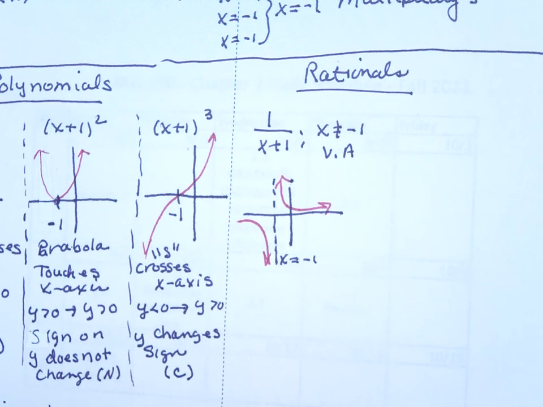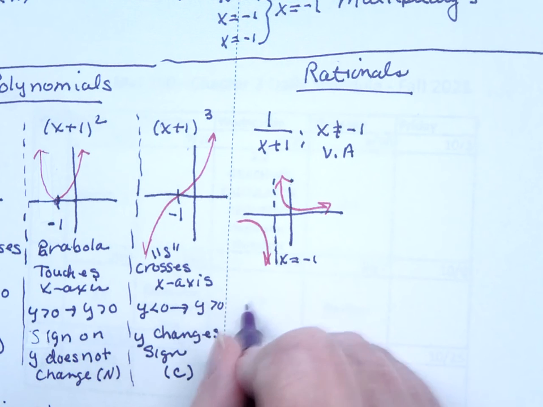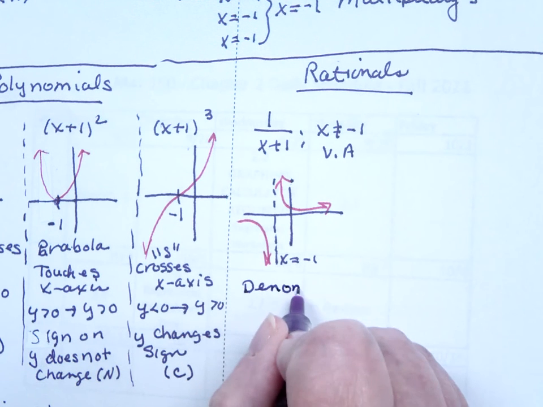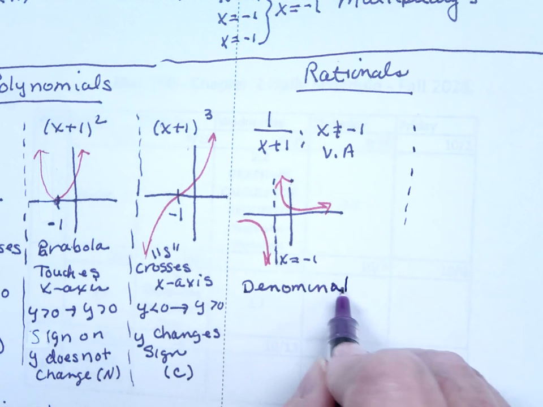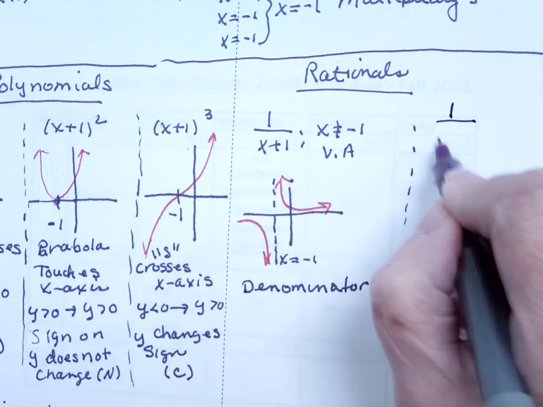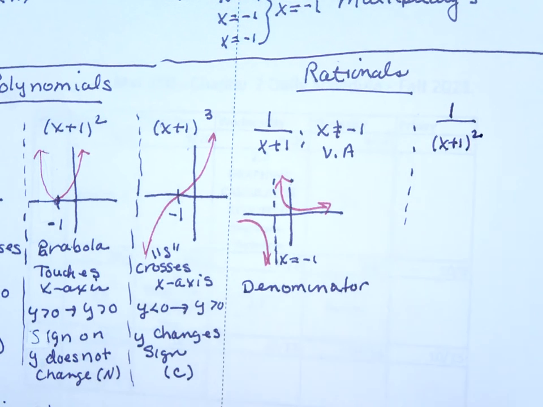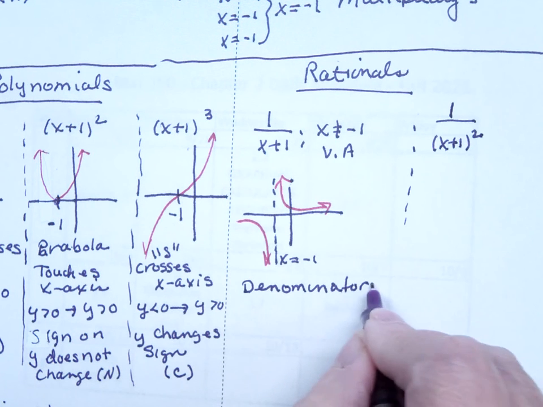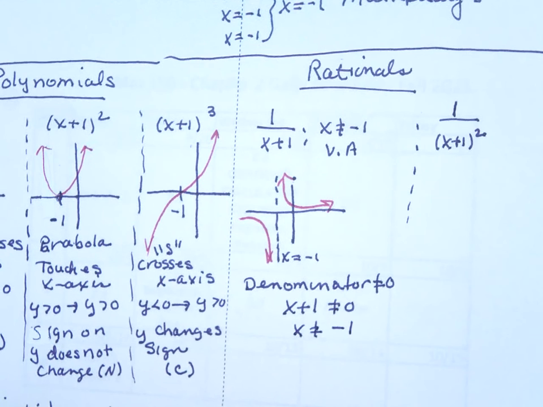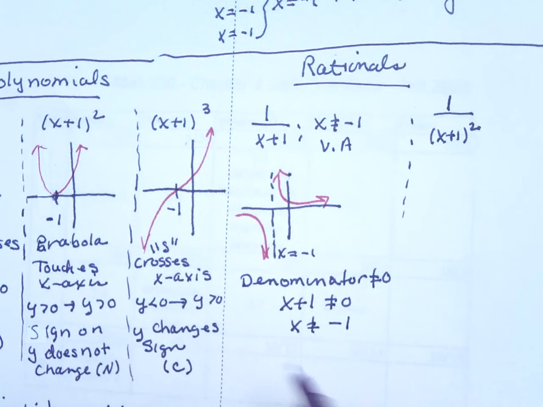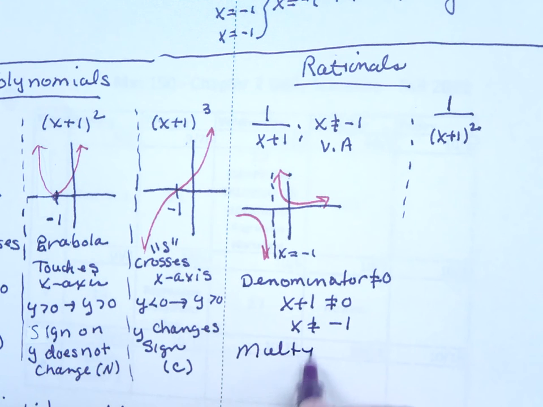Well, what do I notice? Well, first of all, if I look at the denominator, I'm going to take this guy and break him in half, because there's 2 of them. The other one is 1 over x plus 1 squared. The denominator can't be 0. X plus 1 is the denominator, can't be 0. X can't be negative 1. The power on x plus 1 is 1. This is multiplicity 1.